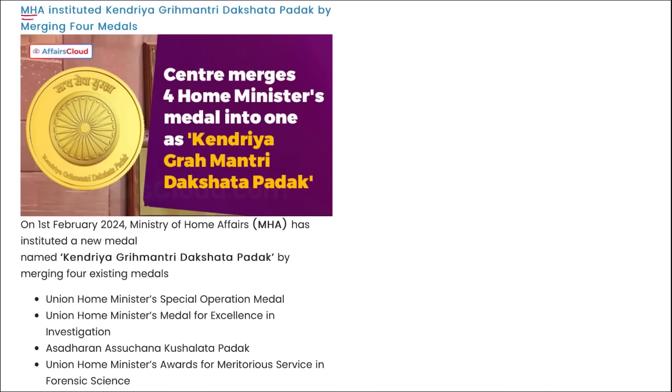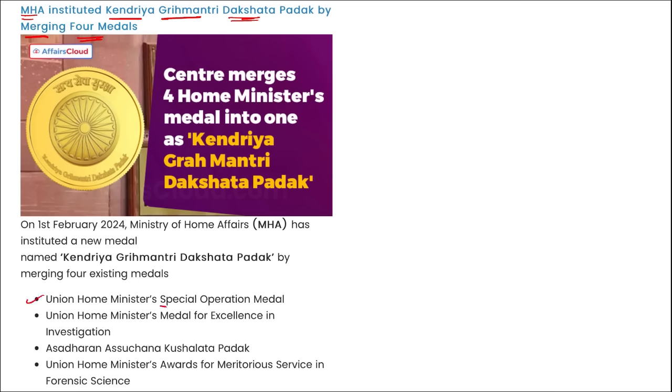Next, MHA, Ministry of Home Affairs, instituted Kendriya Grih Mantri Dakshata Padak by merging four medals. I repeat, Ministry of Home Affairs recently named a new medal by combining four existing medals. Which were the four existing medals that were combined?